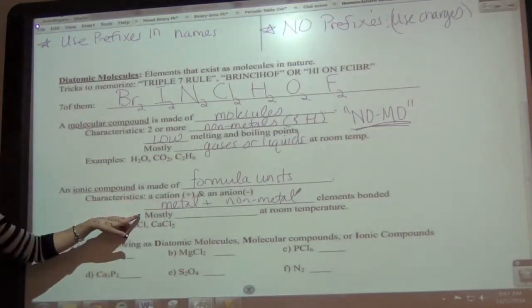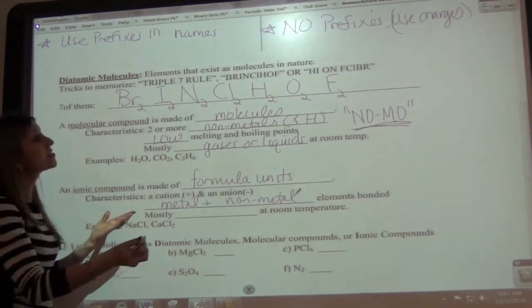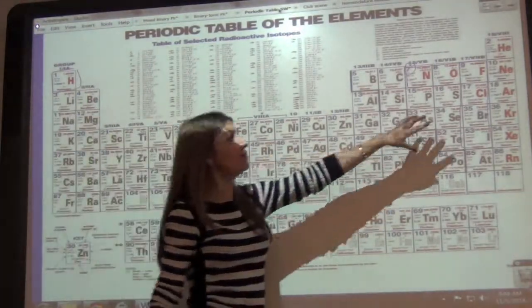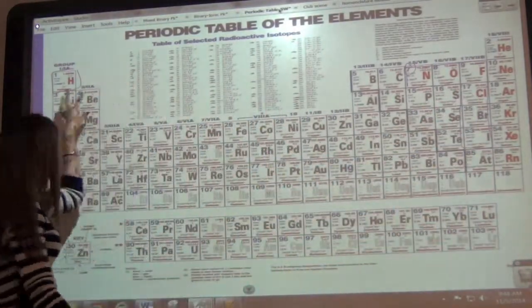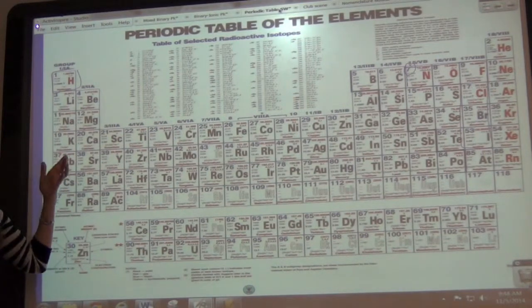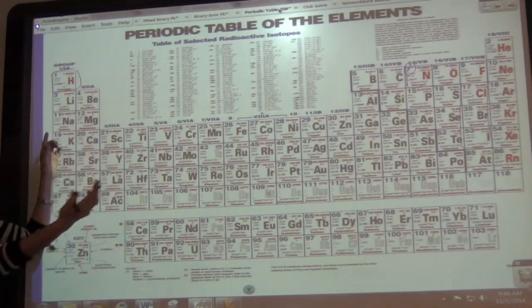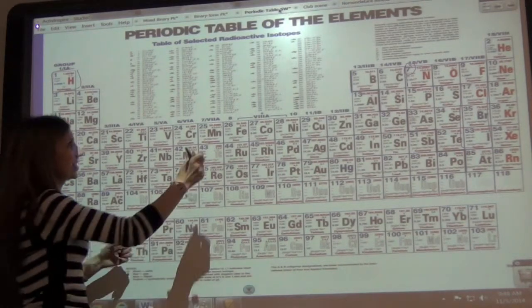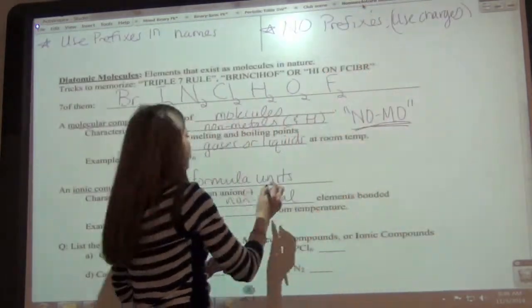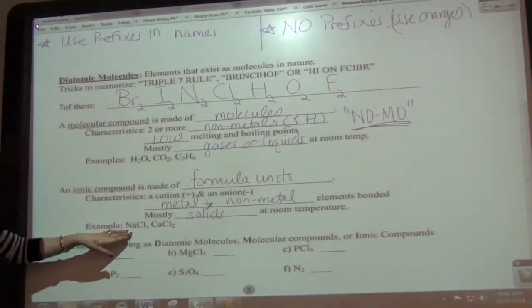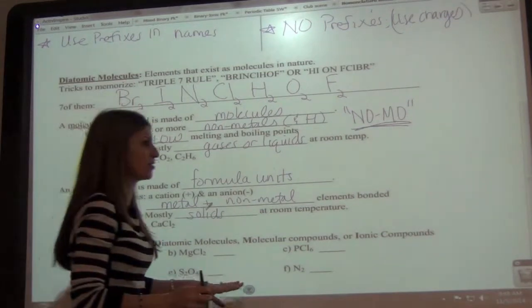Okay. These, for example, what's the most common metal bonding with nonmetal that you know? Something in this area with something over there. NaCl. Good. NaCl. But what do you know about salts? Solid, liquid, or gas at room temperature? Solid. These are going to be mostly solids at room temperature. Okay, so like NaCl, like rock salt, CaCl2.